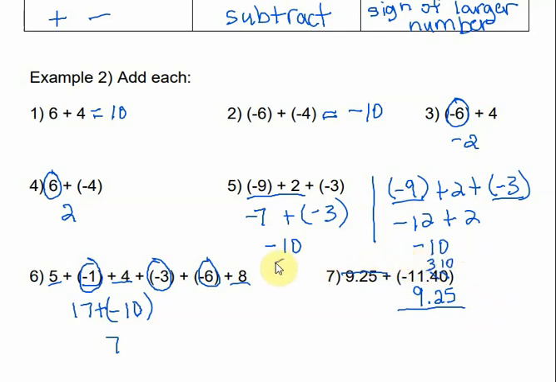Let me draw a line here. Okay. Let's see. So 10 minus 5 is 5. 3 minus 2 is 1. And then 11 minus 9 is 2. Should it be positive or negative? My bigger number is negative, so my answer is also negative.